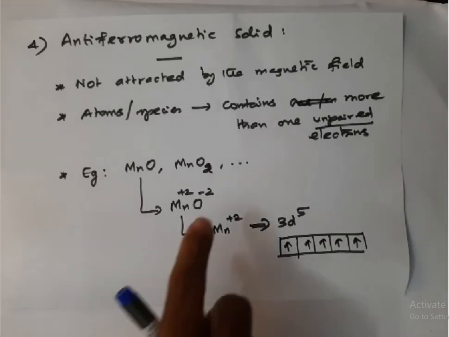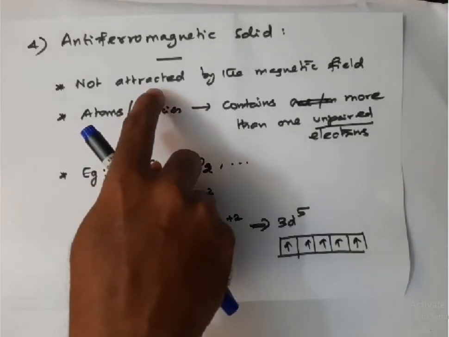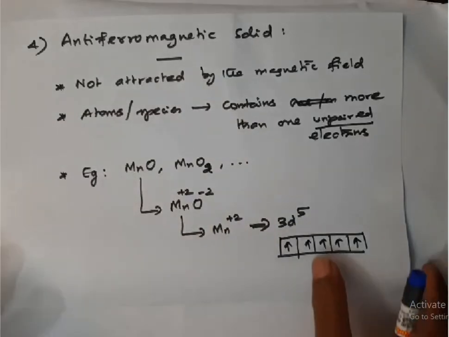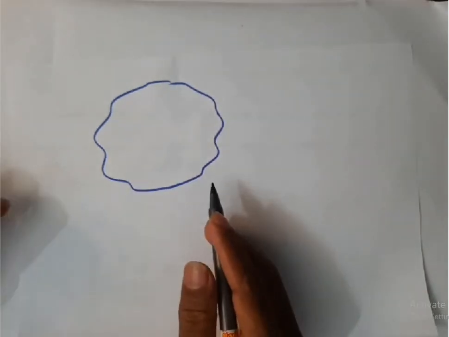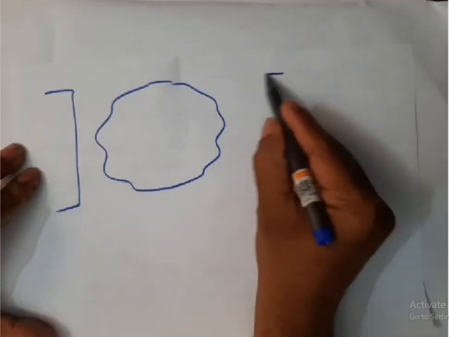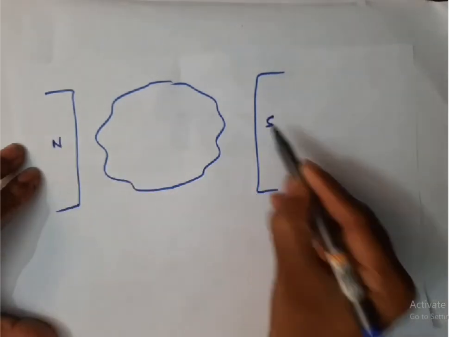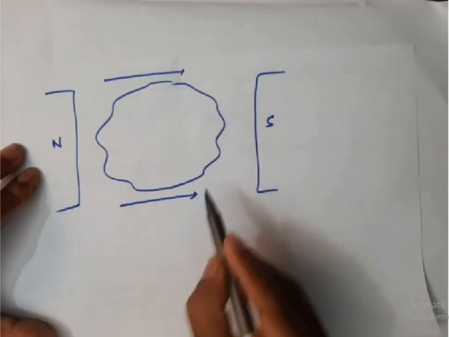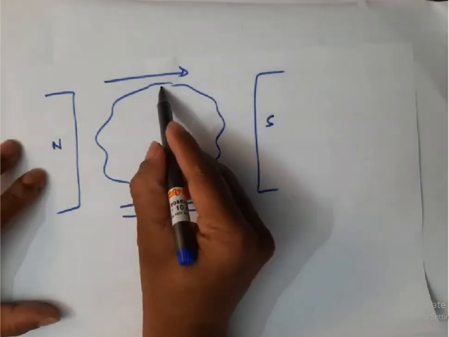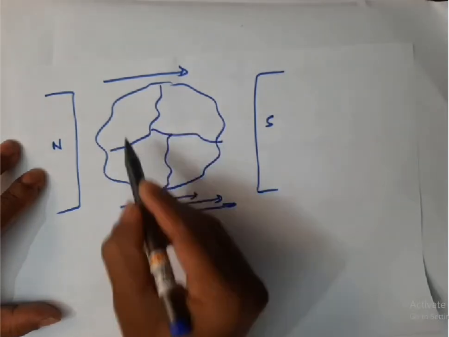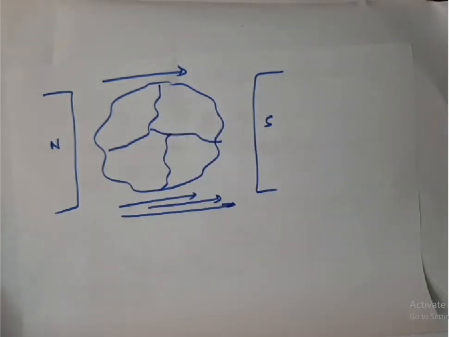But if we keep the material in a magnetic field, they are not attracted. Why? What's the reason? The reason is that we can explain this based on domain theory. Let me explain this with the domain approach. Students, observe this carefully. If we keep the material in a magnetic field, this is the direction of the external magnetic lines of force, and the materials have many domains. I'm just showing you only 4. What will happen before keeping the material in a magnetic field?